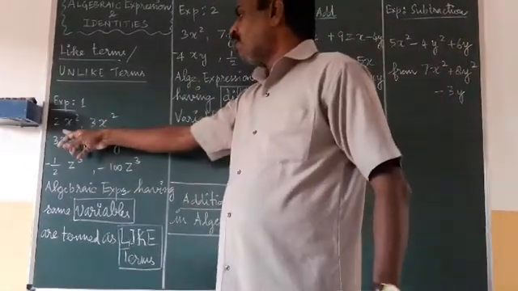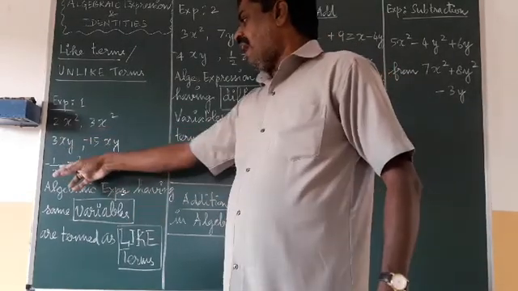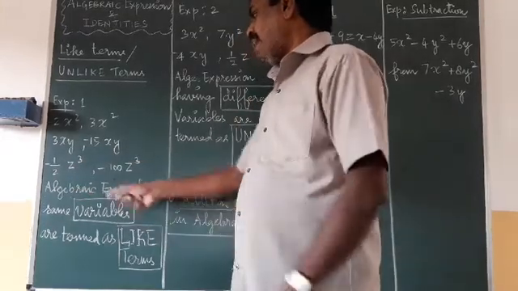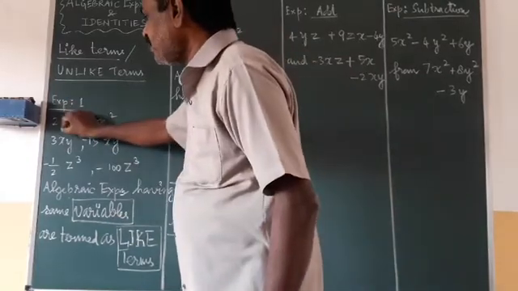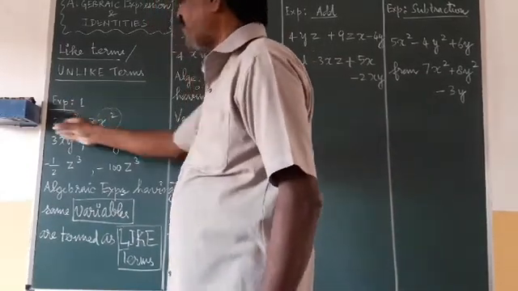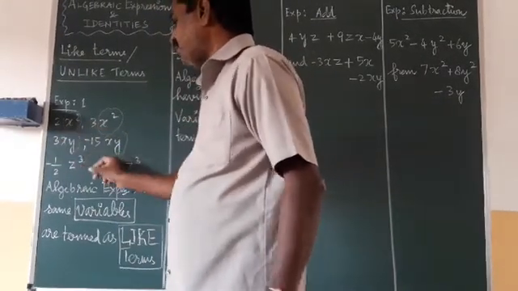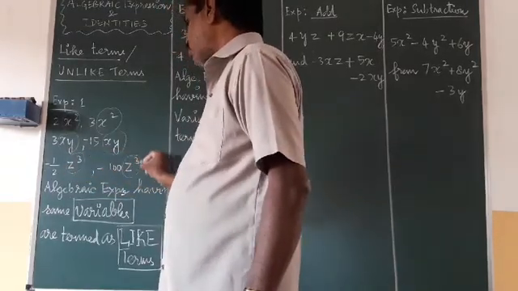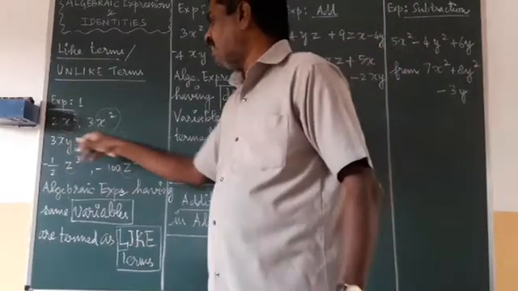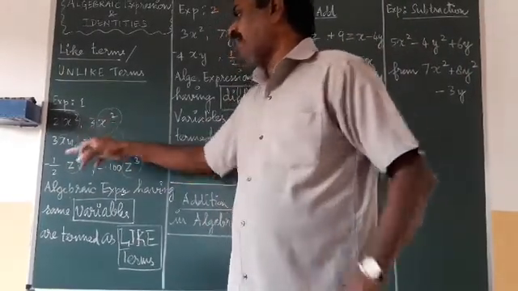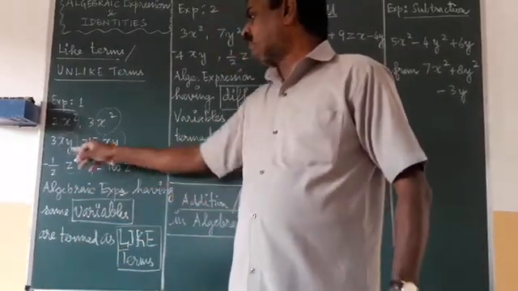See the example: 2x square, 3x square, 3xy, minus 15xy, half z cube, and minus 100 z cube. You see all the variable parts: x square, whatever may be the numericals; xy, here also xy, whatever may be the numerical; z cube and z cube, here also. Forget about the coefficient of the numericals.